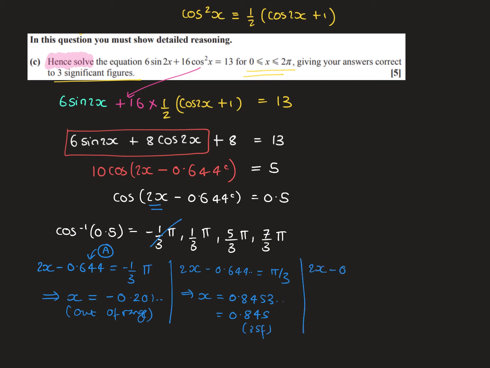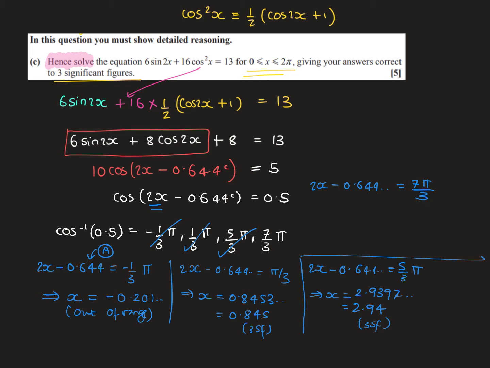So that's 0.845 to 3 s.f. I then have 2x − 0.644 = 5/3 pi, and this gives me x = 2.9397..., and that gives me 2.94 to 3 s.f., and I'm going to keep going. So I've done that one and I've done that one. So 2x − 0.644 = 7 pi by 3, and that gives me x = 3.986..., so 3.99 to 3 s.f. So that's only 3 answers so far because this one didn't work.